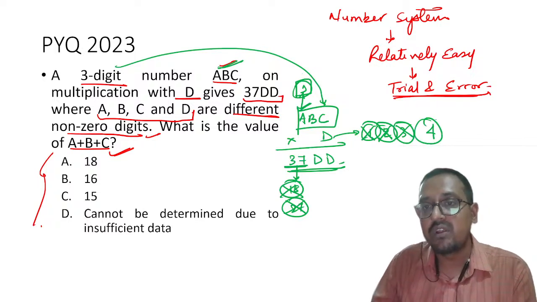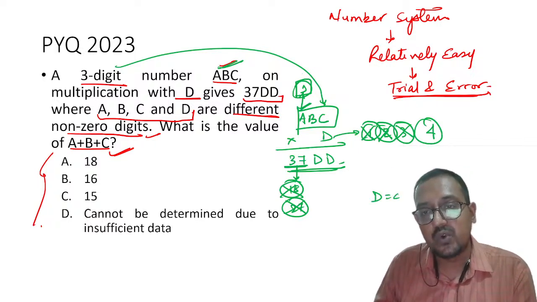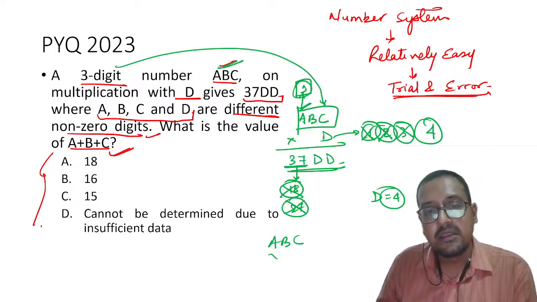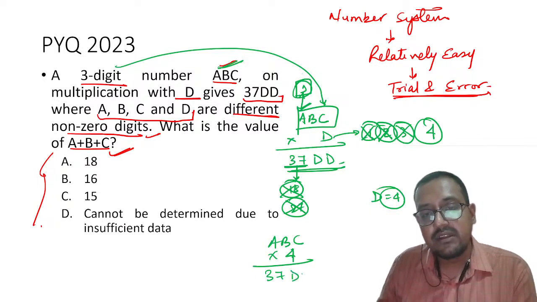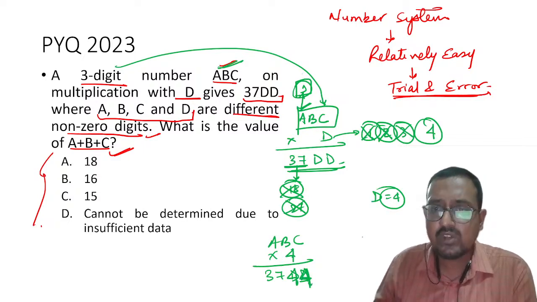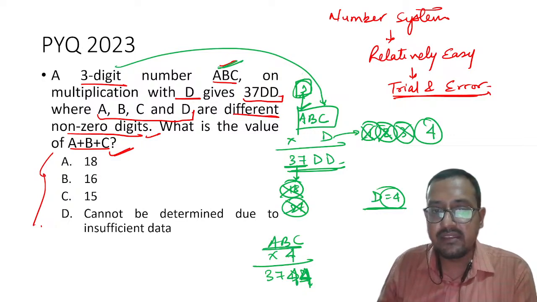Now let us talk about 4. My dear students, suppose I put D is equal to 4. What will happen? A, B, C multiplied by 4 will be equal to 37DD, right? Now, sorry, this will be 4, 4, because I am presuming D is equal to 4. Now let me try to find the value of ABC. What I can do, I can directly divide this number.